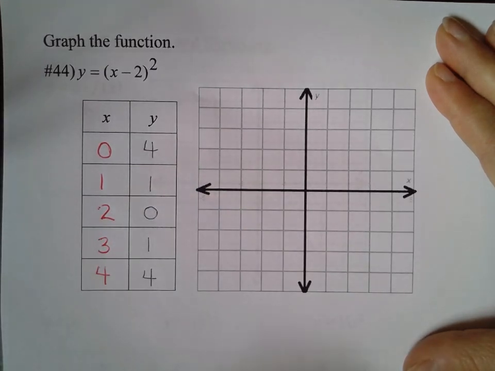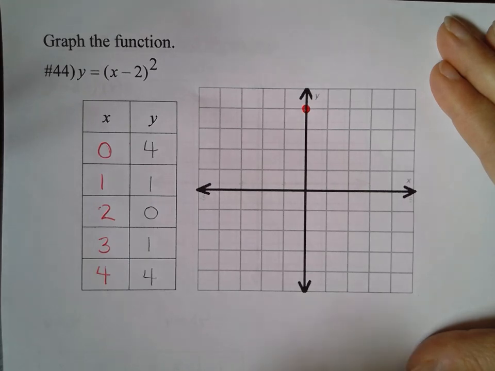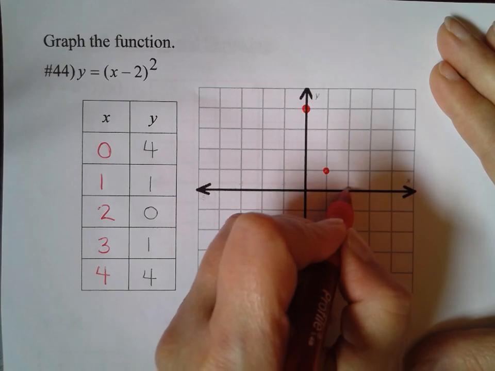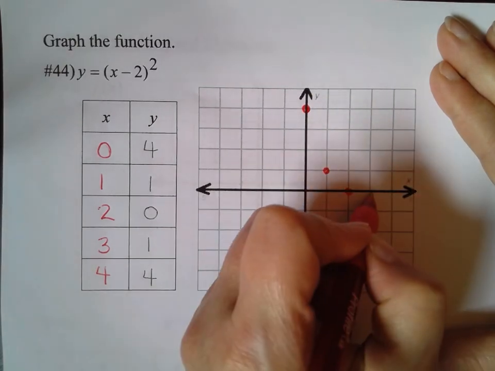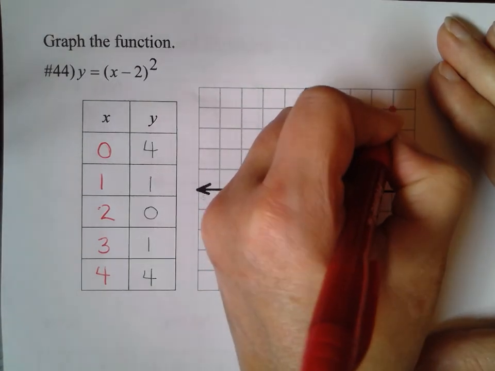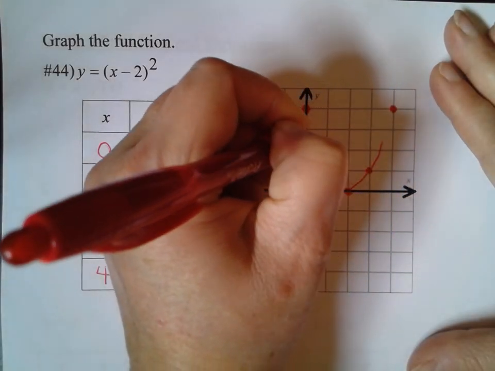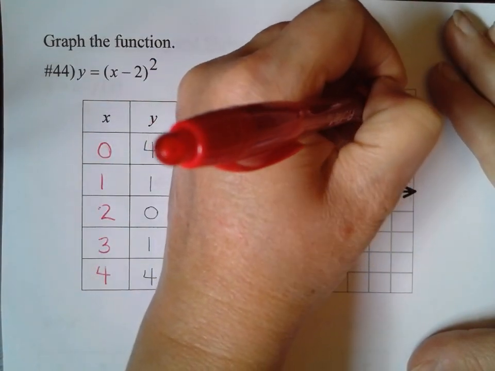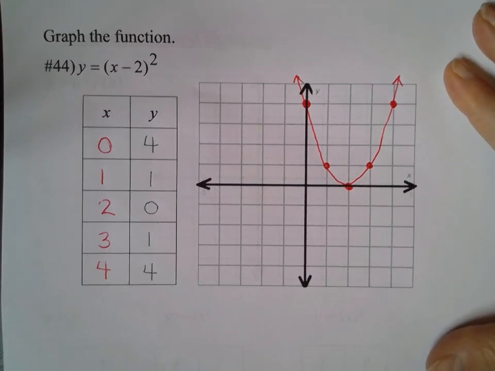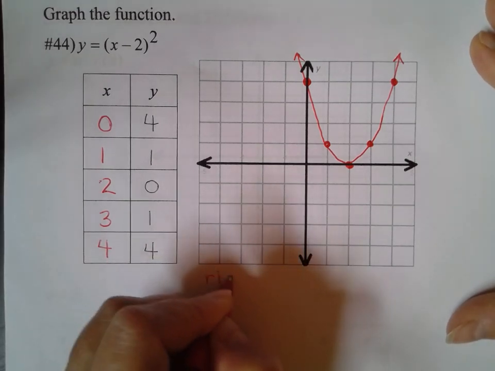So if I plot these points, I have the point 0, 4, 1, 1, 2, 0, 3, 1, and 4, 4. And same thing's true here. You can see this parabola shape. It looks just like the basic shape, but it's been shifted. Can you see how it's been shifted? Okay, this one is shifted to the right by 2.